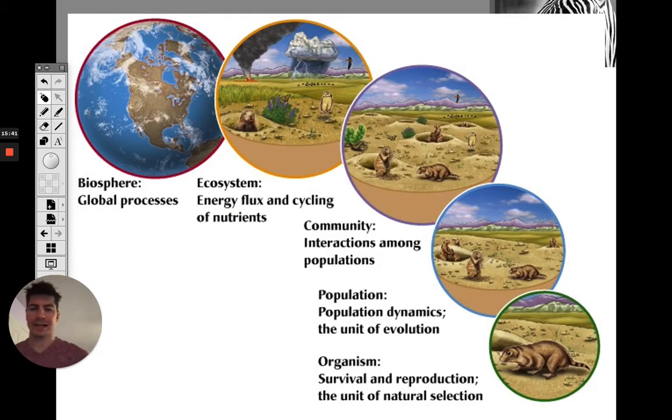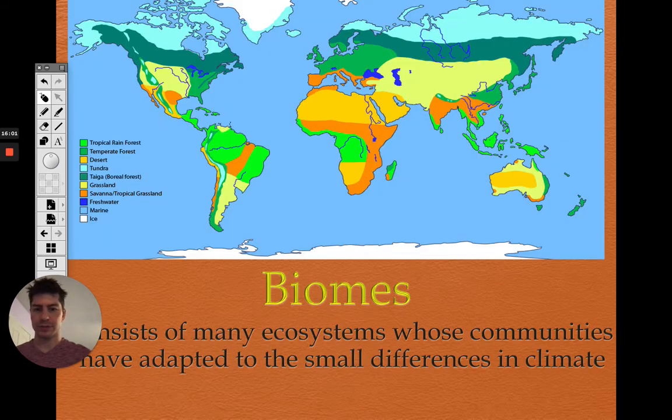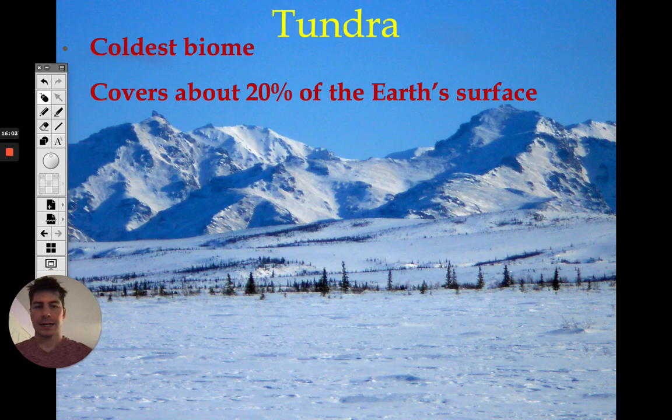All right. So that's the breakdown of the parts of an ecosystem. So when we were talking about an ecosystem, it has the living and non-living parts. The living parts are called the biotic factors, and the non-living parts are called the abiotic factors. All right. Last thing is the biomes here. We'll go through these really quickly.